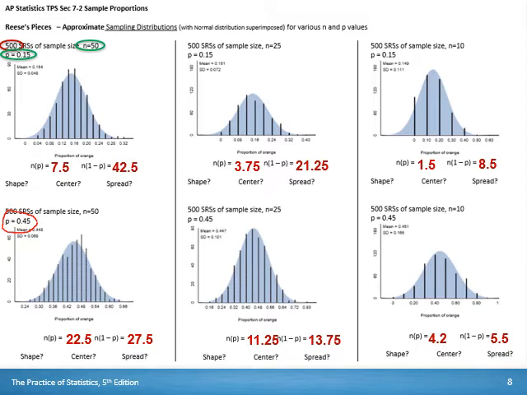Up at the top, all of the distributions in the top row had a proportion of orange candies much smaller, 15%. And certainly in this last case, this is certainly not normal, and we would not be able to assume normality.